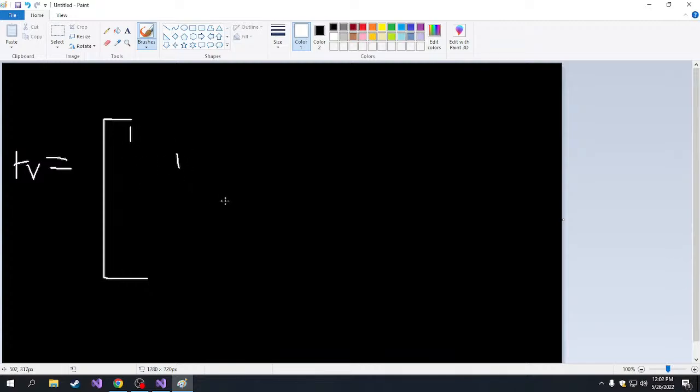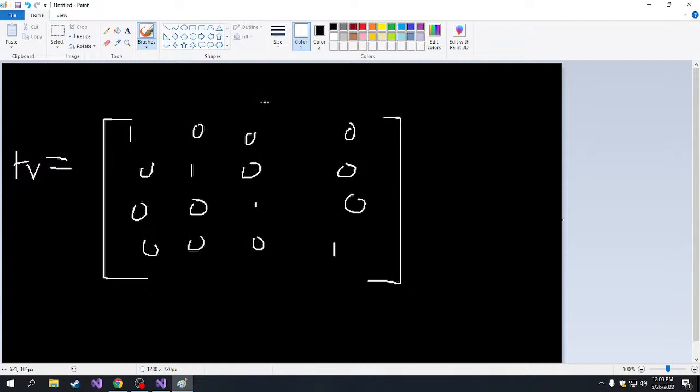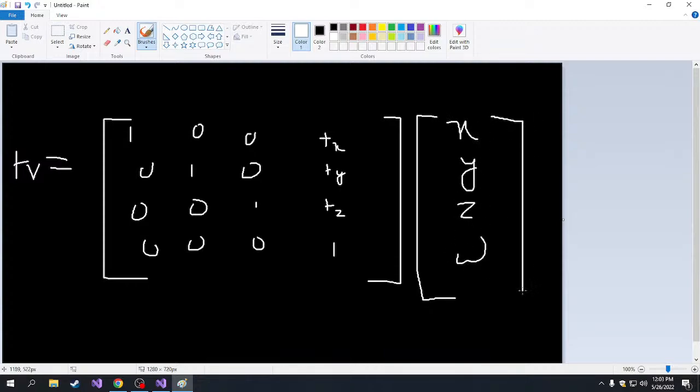So let's just make an identity matrix first. So we have our normal identity matrix. I'll try to space it evenly as best I can. Okay, so this is our identity matrix. What we're going to do is put our translation values over here. So let's translate on the X, translate on the Y, translate on the Z. Now the beauty of this is when we multiply it with our vector, that's why this is W. So let's see what's going to happen.